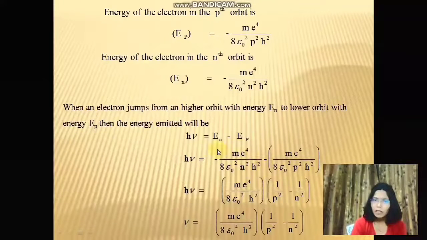Now in this expression, me^4 upon 8 epsilon 0 square h square is constant. So we'll take it outside and we can write h nu is equal to me^4 upon 8 epsilon 0 square h square and the remaining term will be 1 upon p square minus 1 upon n square. So if we take this h to the denominator, we can write the value of nu as nu is equal to me^4 upon 8 epsilon 0 square, and now here it is h square. When this h comes to the denominator, it will become h cube, into the remaining term as it is, that is 1 upon p square minus 1 upon n square.